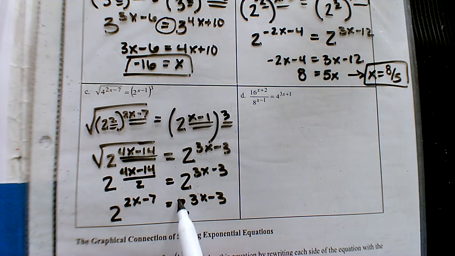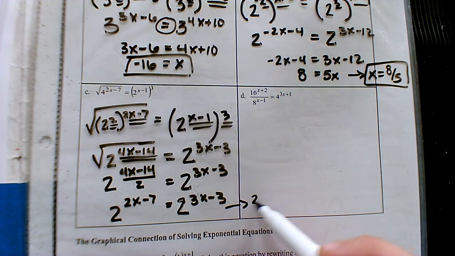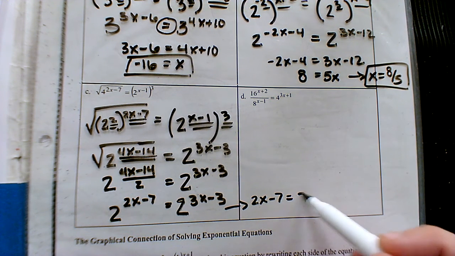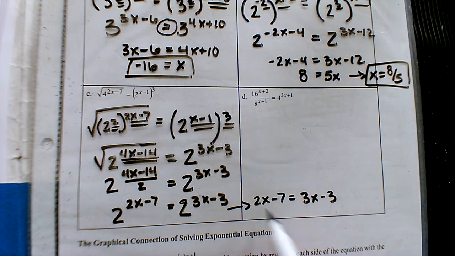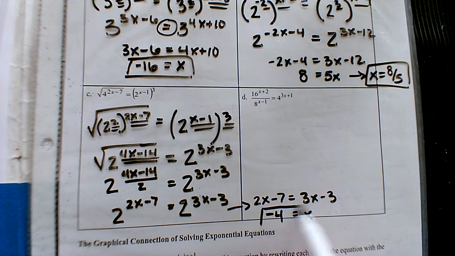Okay, so the bases match. Let's go ahead and check the powers. I can subtract 2x and add a 3. So I'll get negative 4.